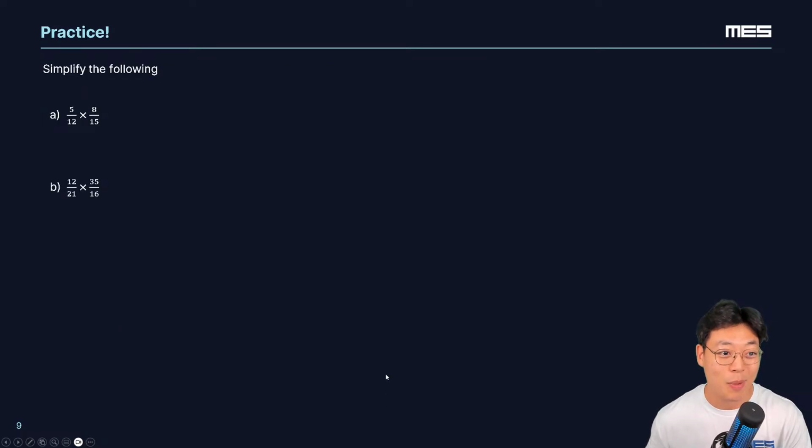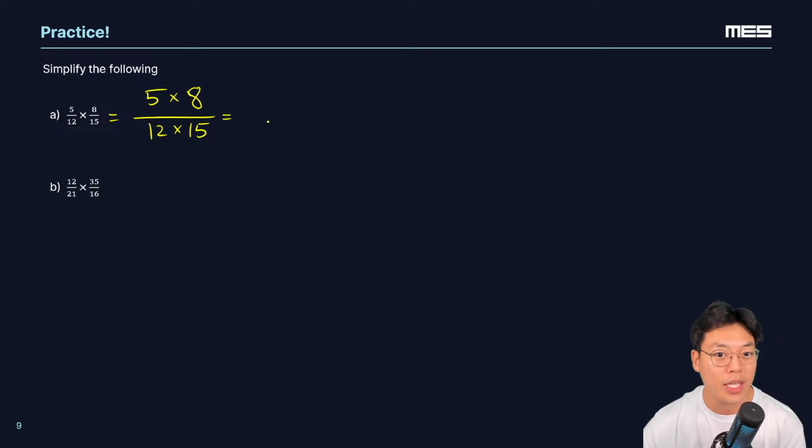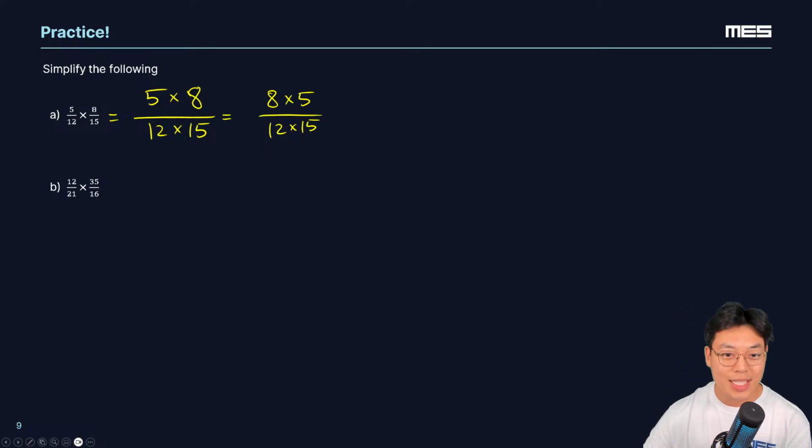Let's look at a couple examples. So we have 5/12 times 8/15 for this first one. I'm going to rewrite it as one big fraction. Oops. 5 times 8 all over 12 times 15. Now 5 and 12 have nothing in common. 8 and 15 also have nothing in common. So I'm going to use my commutative property of multiplication to rewrite 5 times 8 as 8 times 5, all over 12 times 15. Now in the chat, we see some common factors here, 8 and 12.